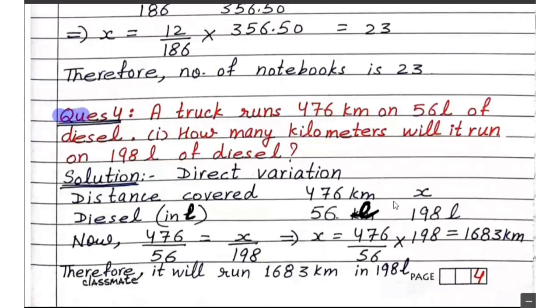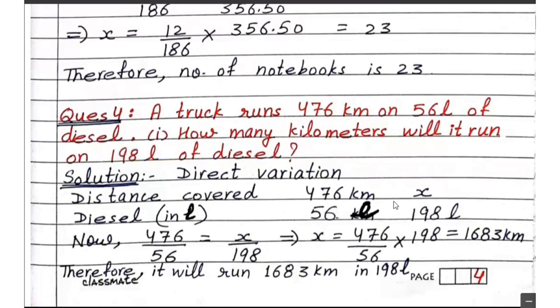Now children, let us discuss question number 4. A truck runs 476 km on 56 liter of diesel. How many kilometers will it run on 198 liter of diesel? Children, it is a question of direct variation. More liter of diesel, more kilometer it will cover. Less liter of diesel, it will cover less kilometer, right?